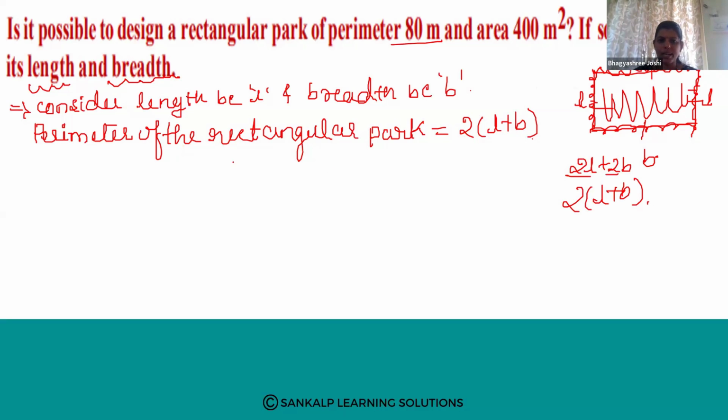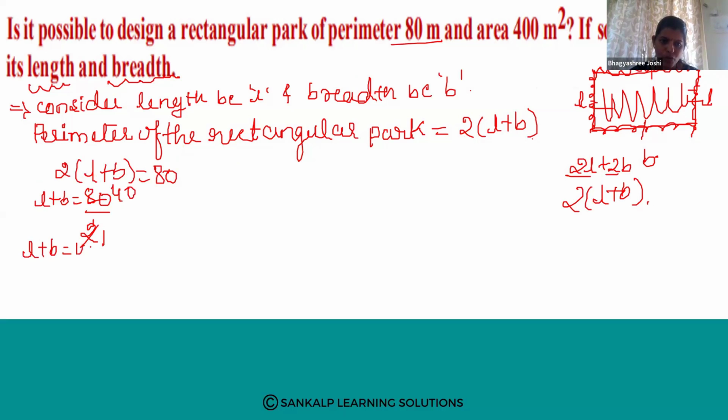We know the perimeter of the rectangular park is 80 meter. Yes or no? 2 into (L plus B) is equal to 80. Transfer this 2 to this side. So L plus B is equal to 80 divided by 2, that is 40. That means L plus B is equal to 40. Now transfer this L to this side. Have you got my point? What you will get? B is equal to 40 minus L.